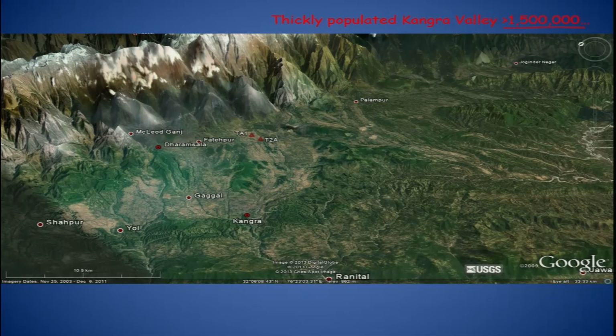Now this is the 3D Google Earth image I took from the recent Google imagery. So what we see here is the higher Himalayas and a very flat surface over here, and the extent of the Kangra Valley goes like that, and these were the two towns which were damaged extensively. Not only these, but other towns were also affected.